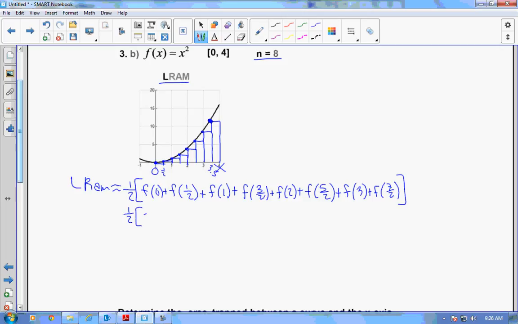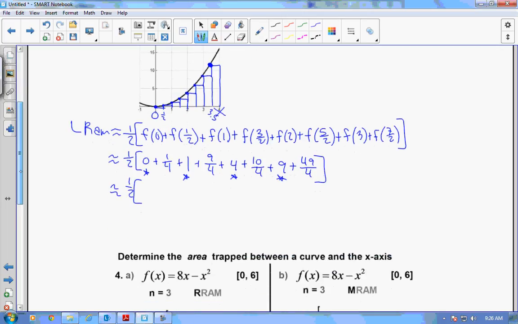So 0 squared is 0, plus 1/4, plus 1, plus 9/4, plus 4, plus 25/4, plus 9, plus 49/4. If you add up the integers, what did we get? Yeah, 14. Add up your fractions over 4. 1 plus 9 is 10, plus 25 is 35, plus 49 is 84. So 84/4.